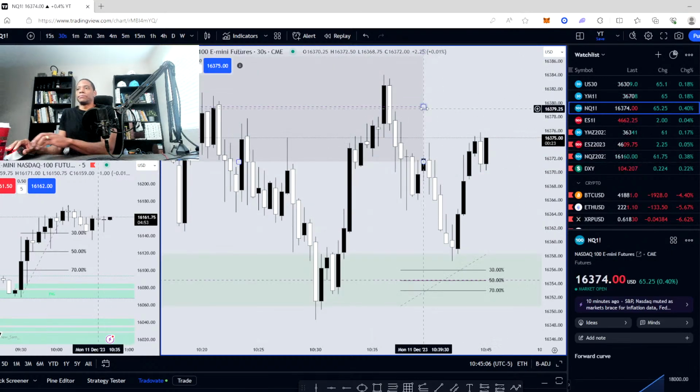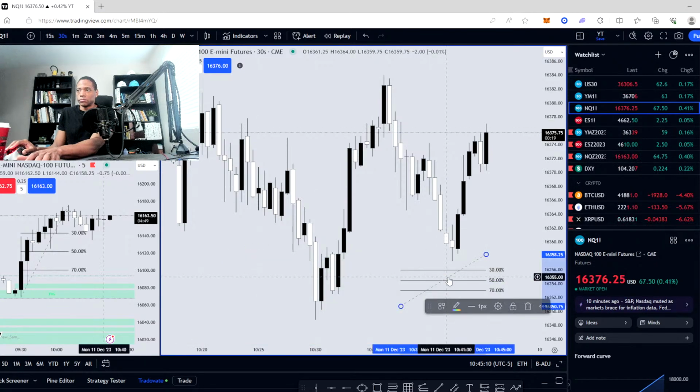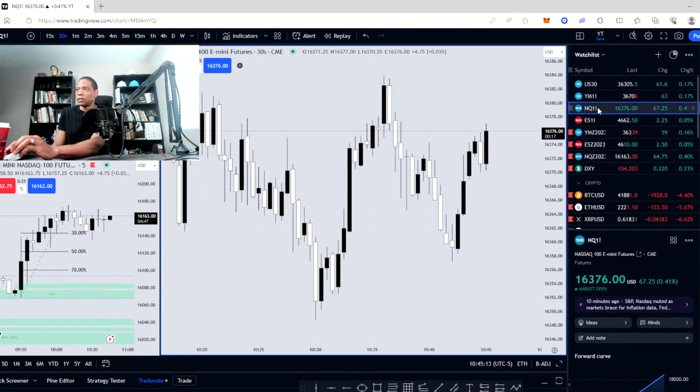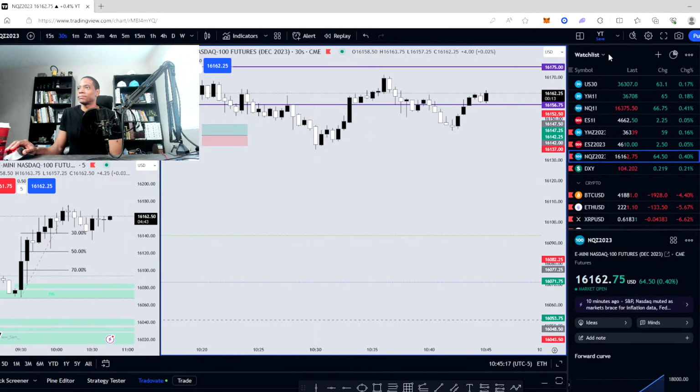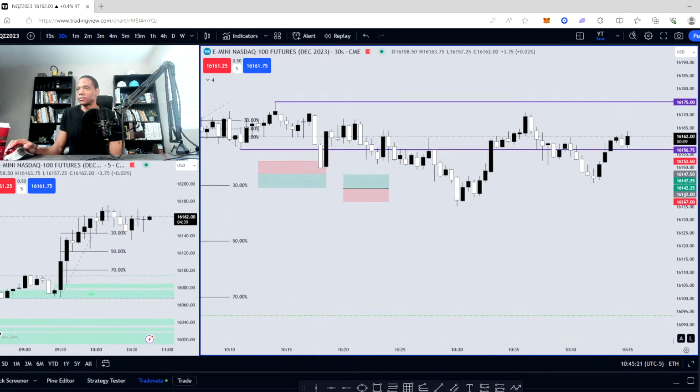Oh, wow. I didn't realize that I put these markings on the NQ continuous contract. All right, now we're back on the December contract.